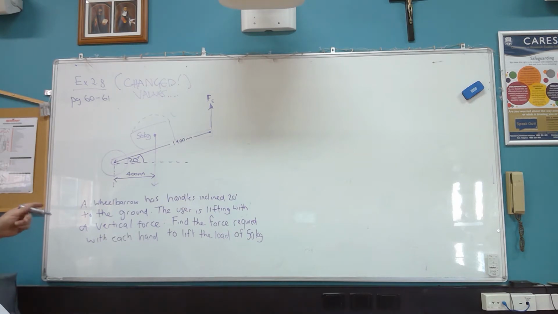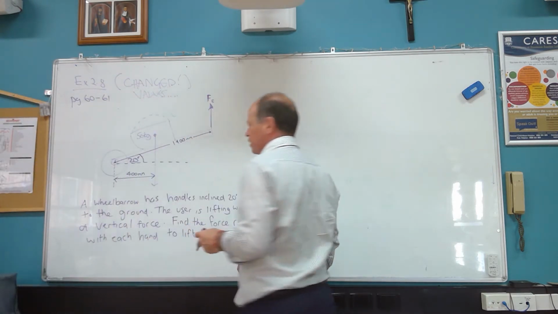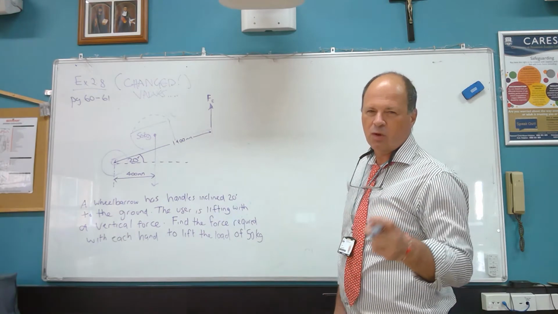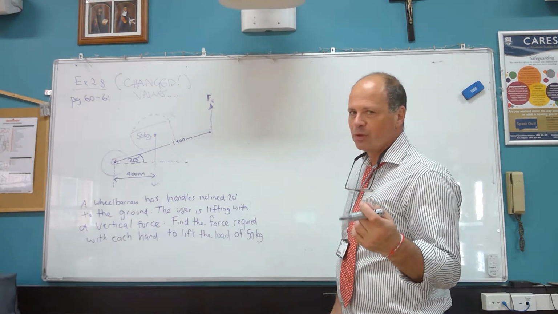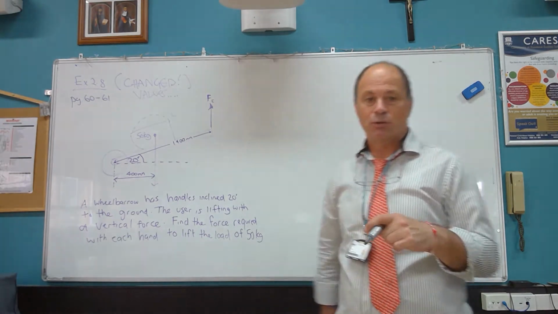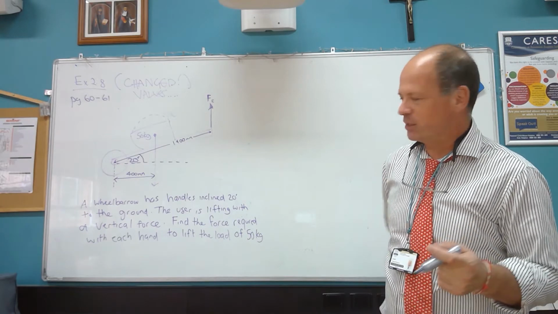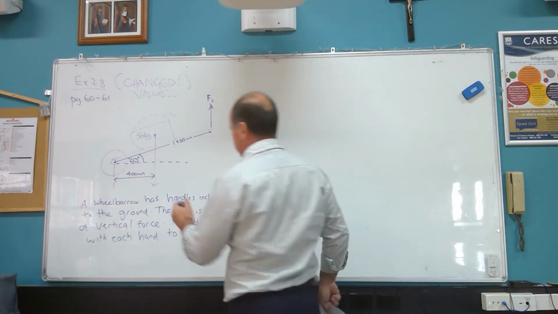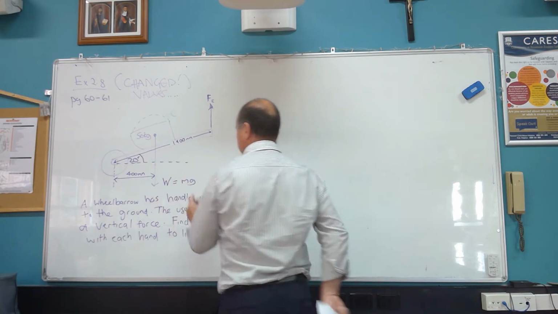The user is lifting with a vertical force. Find the force required with each handle to lift the load of 50 kilograms. First thing you need to know is that quite often people talk about their weight. They say, I weigh so many kilograms. Well, we know weight is not actually kilograms. Mass is kilograms. People should actually be saying to you, what is your mass? But that sounds a little bit weird. So in physics and in engineering, when you see weight, it's equal to mass by gravitation.